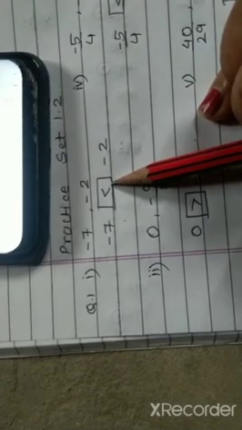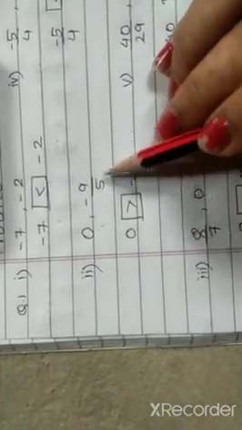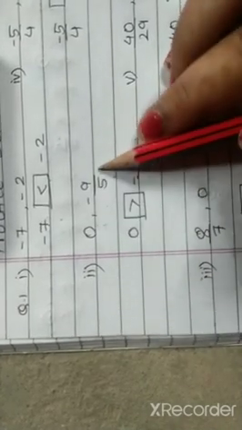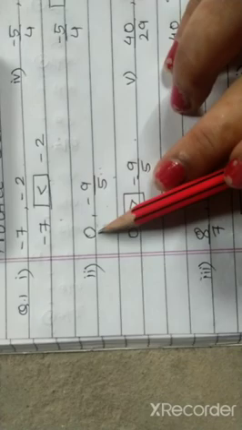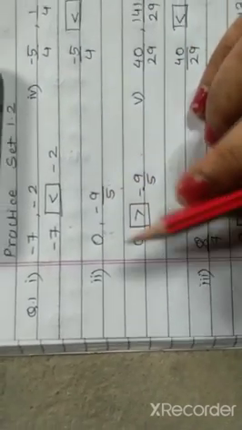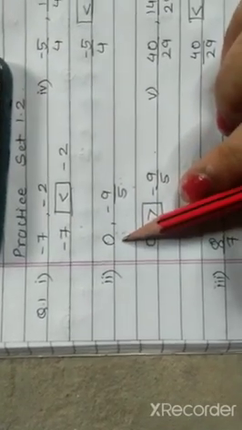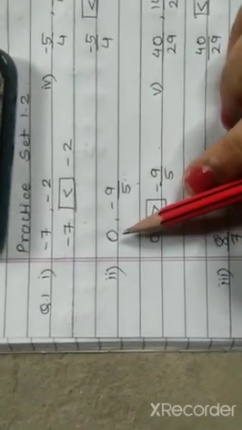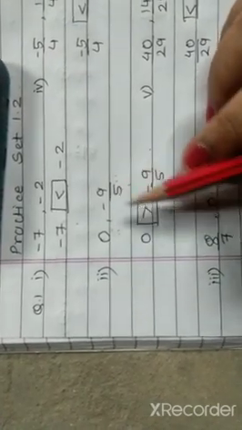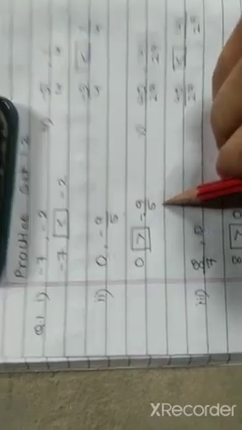The second term, that is 0 and -9 upon 5. Again, when we are comparing positive and negative terms, the positive term is always greater as compared to the negative term. So here again 0 is positive, though 0 does not have any sign, neither negative nor positive. 0 is a neutral number. So we consider this as positive and this is negative. So 0 is greater than -9 upon 5.